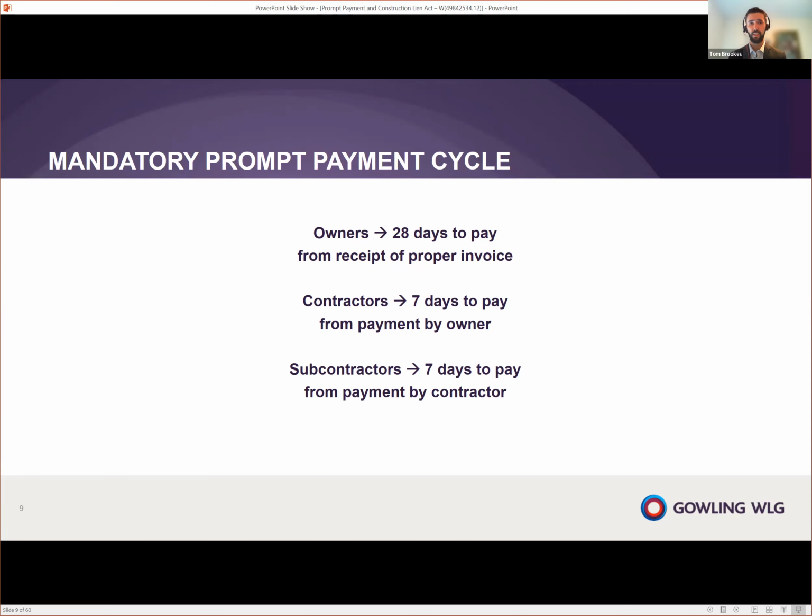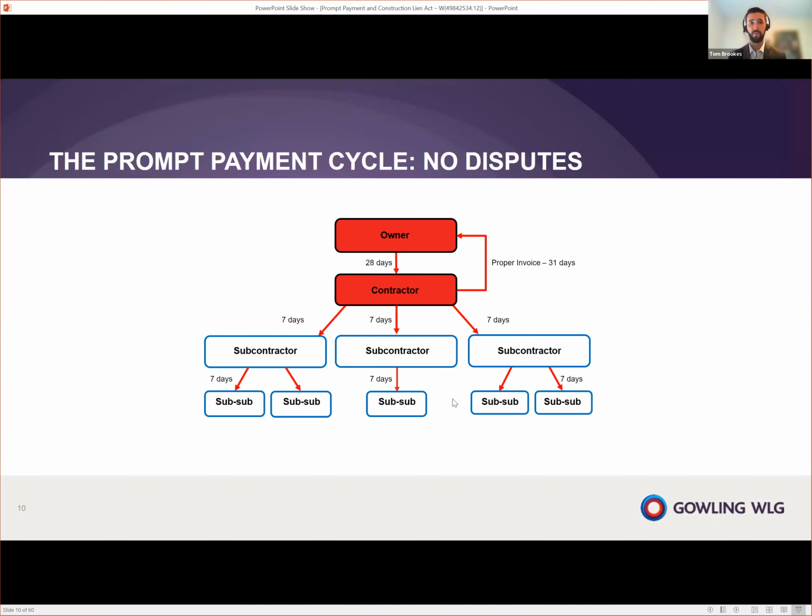So we can see this more easily in the next slide, which is a diagram. And it shows how the funds ought to flow down the construction chain. So here we see the owner has his 28 days from the proper invoice date to pay. The contractor then has 7 days to pay subcontractors, which means they should receive payment within 35 days of the proper invoice, and subs within 42 days of that proper invoice. This is vastly quicker than existing payment timelines, which can be many months without any payment at all.